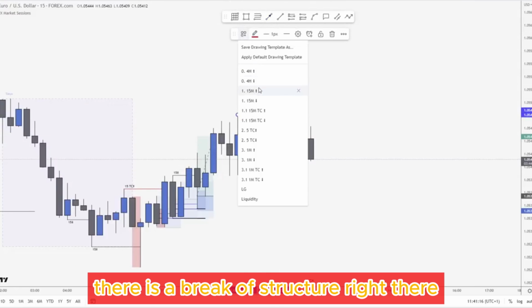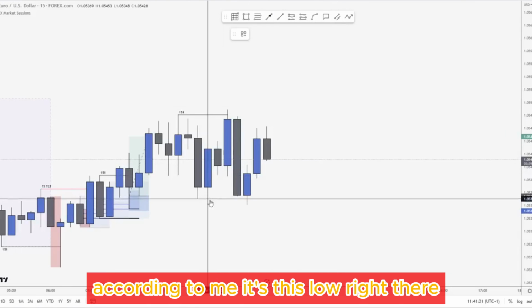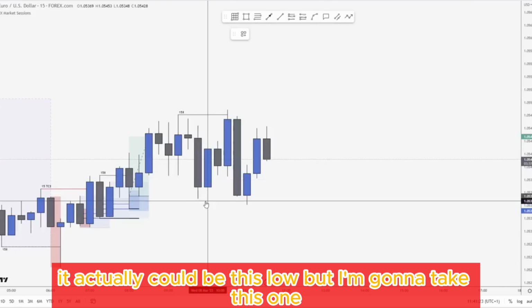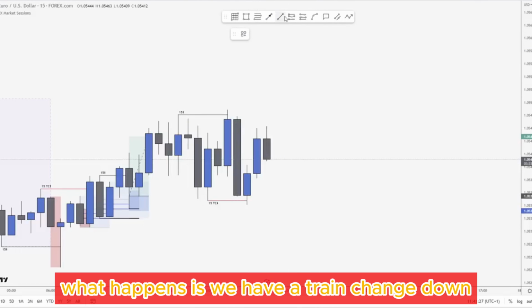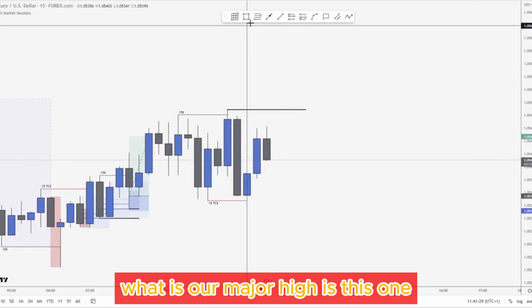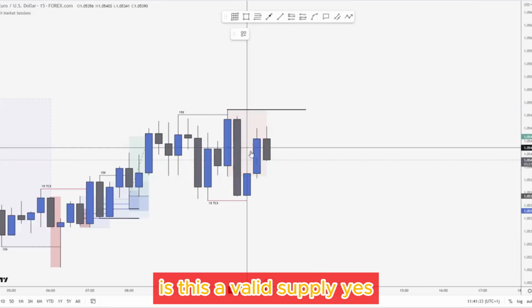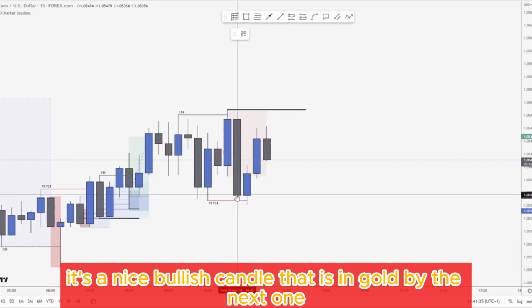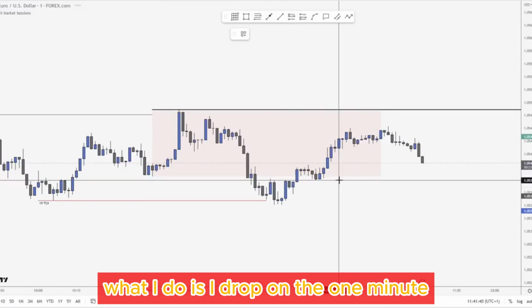There is a break of structure right there. What caused this break of structure? According to me, it's this low right there. It actually could be this low, but I'm going to take this one. What happens is we have a trend change down. What is our major high? Is this one. Where is the supply? Is this one. Is this a valid supply? Yes, it's a nice bullish candle that is engulfed by the next one, and it caused the break of structure. Right? What I do is I drop on the 1 minute.